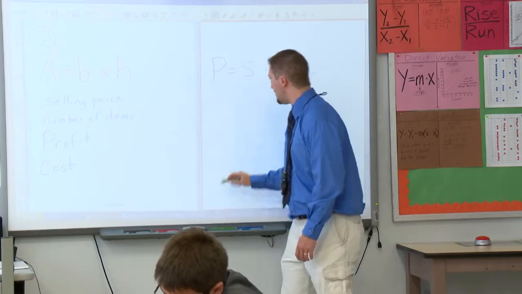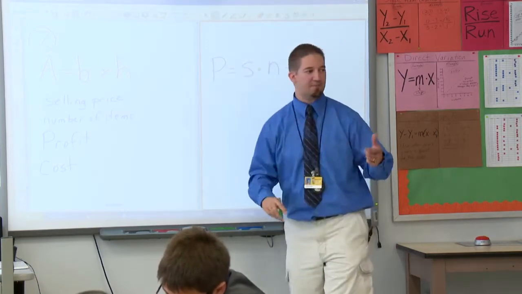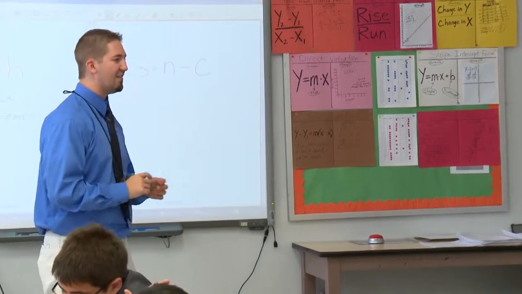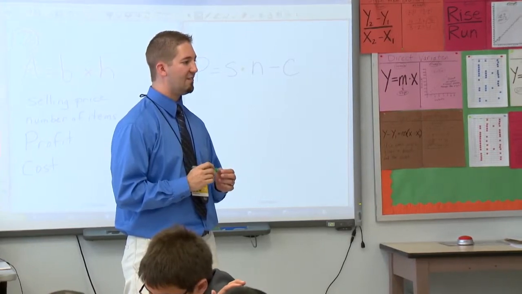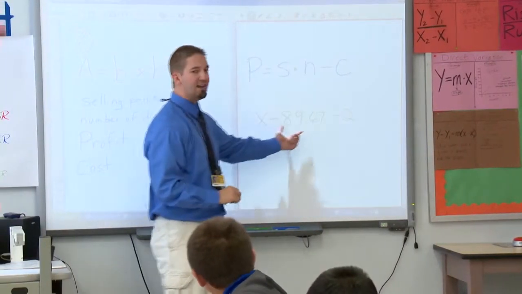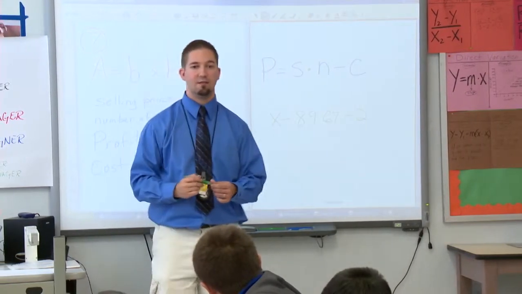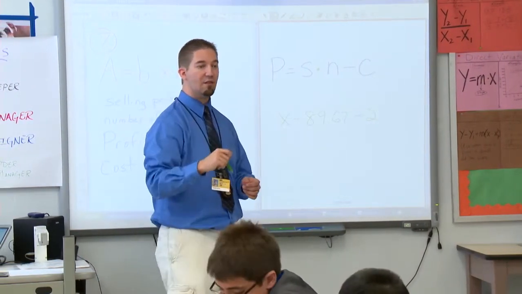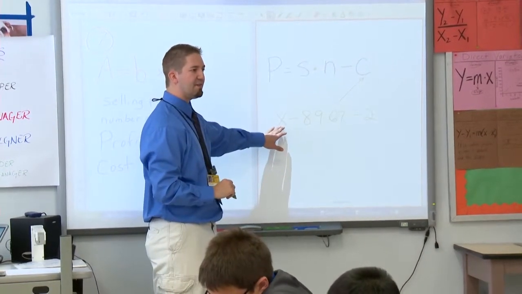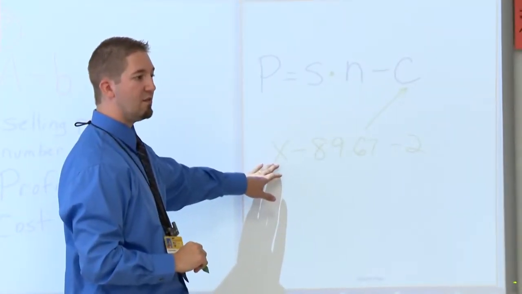And then, Kaylee, I noticed that you had something interesting with your formula. What would you add to this? I said x subtract 89.67 divided by 2. That's the profit. Okay. What Kaylee has done here is the 89.67 represents the, what is it? The cost. The 89.67 is the cost. Kaylee, what does the X stand for? For the profit.